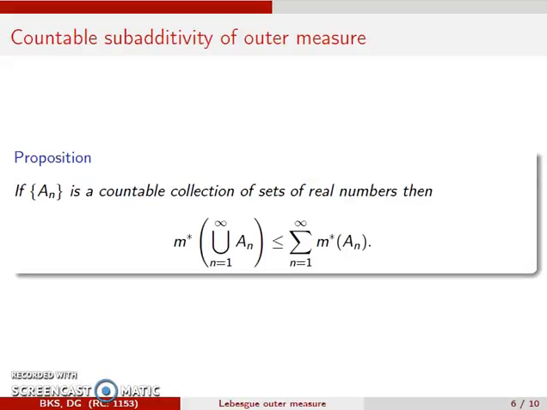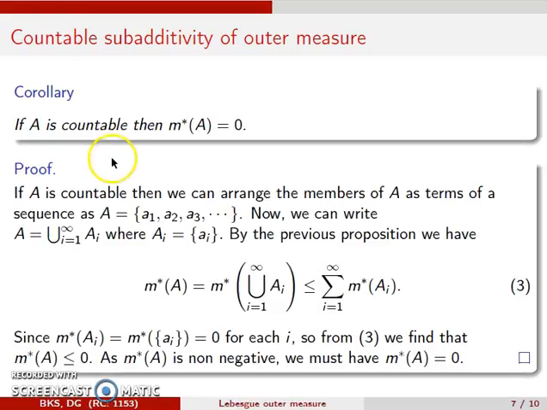Next, we state a proposition which is called countable subadditivity of outer measure. We omit the proof of this. This says, if we have a countable collection of subsets of R, then m star of the union of the countable class is less than or equal to the sum of m star of the A_n's. From this proposition, we immediately have this important corollary. It says, if A is a countable set, then m star of A is 0.